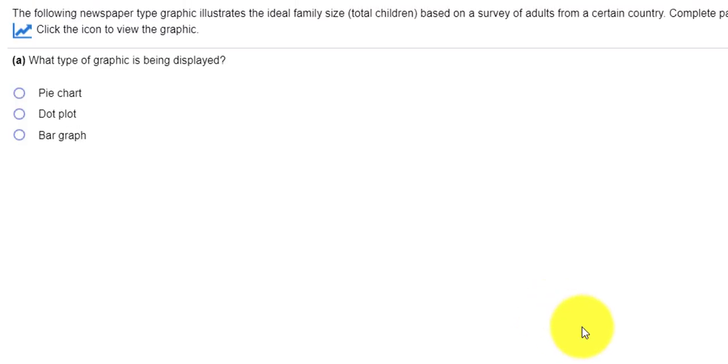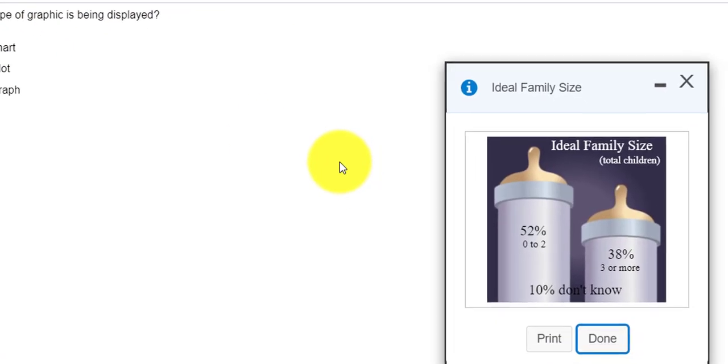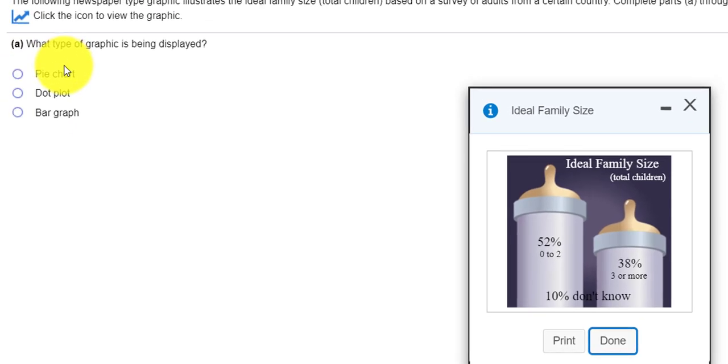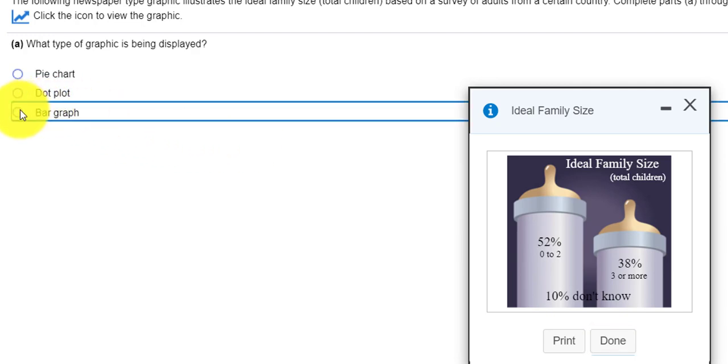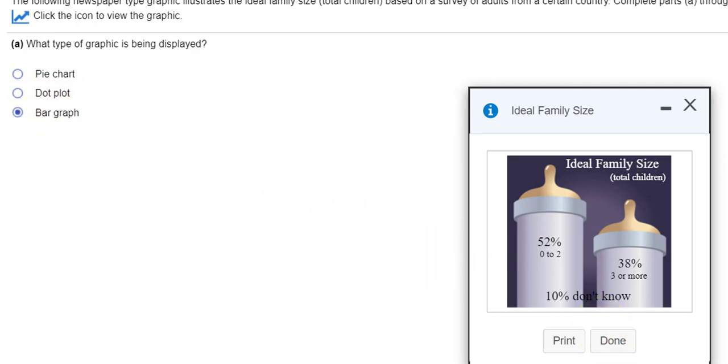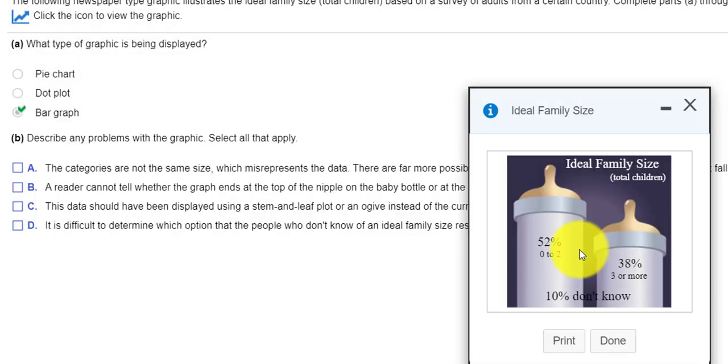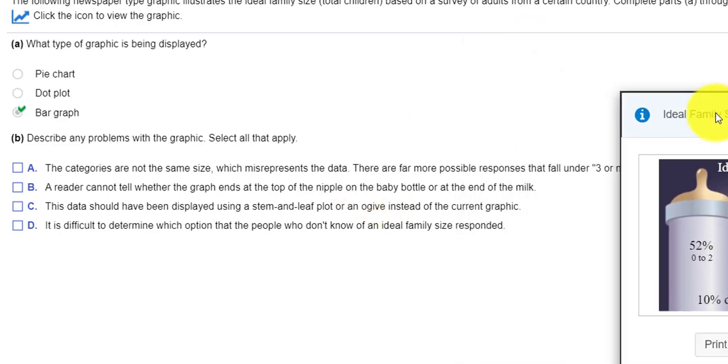Finally, last question. Okay, we have another newspaper graphic. And let's see. So it's definitely not a pie chart. It's not a dot plot. So the closest thing I could say is think of this almost as a bar graph, right? The greater the percentage, the higher the bar. They just used a baby bottle. So let's give that a try. Good work. And then it says describe problems with the graphic.